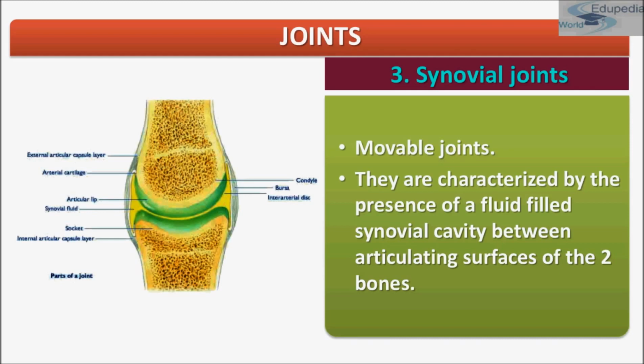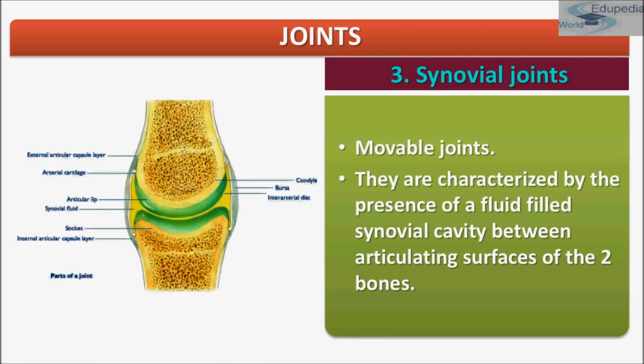Cartilage known as hyaline cartilage pads the end of the articulating bone. These two are the articulating bones, right? This is the articular lip of the first bone, and this is another articulating bone. So there is a hyaline cartilage that pads the end of the articulating bone.